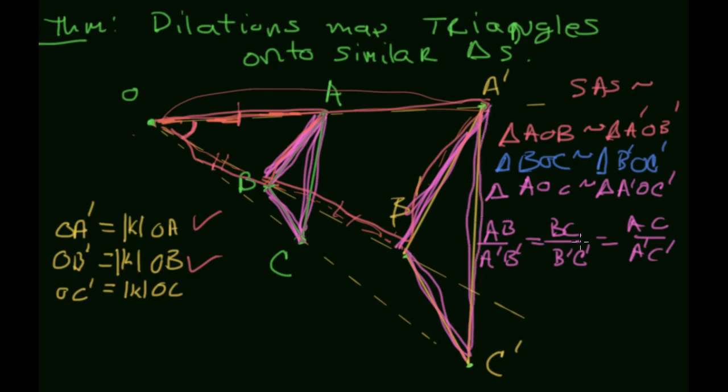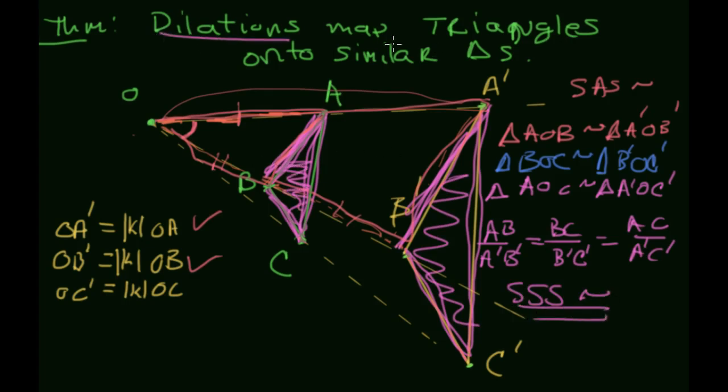So if this proportion sets up, I've now shown that this triangle and this triangle are similar by the SSS similarity theorem. And that's our goal, to say that the dilation maps triangles onto similar triangles. It mapped ABC onto A prime, B prime, C prime. So when I do a dilation, I end up with a similar triangle.